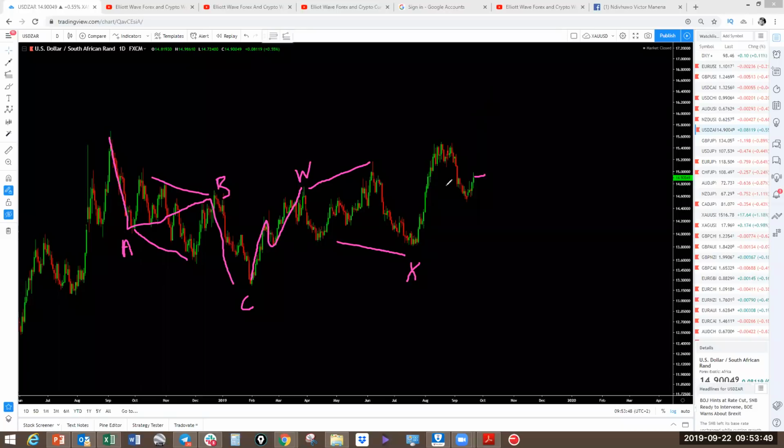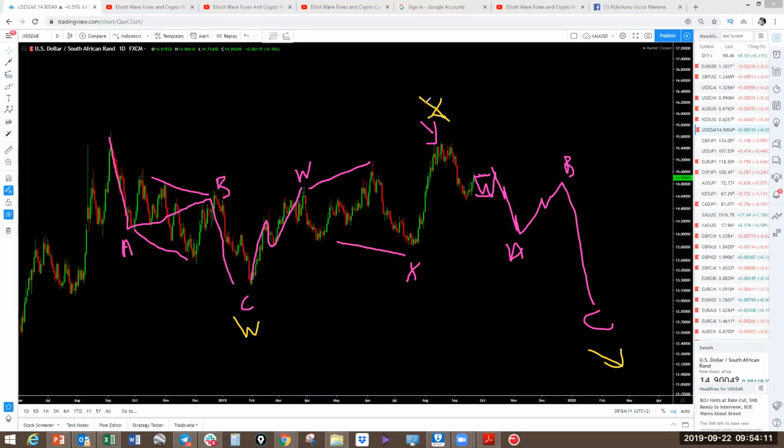But if this is WXY and it has completed here, then this one can make a structure like this and we continue lower, with another possible ABC or WXY. And the whole thing will be, this is forecasting now, WXY. But we've got only enough data to tell us what's going to happen now.